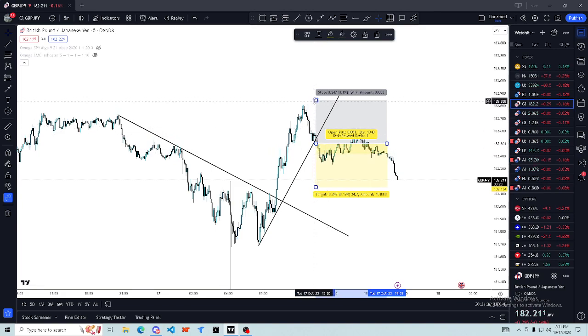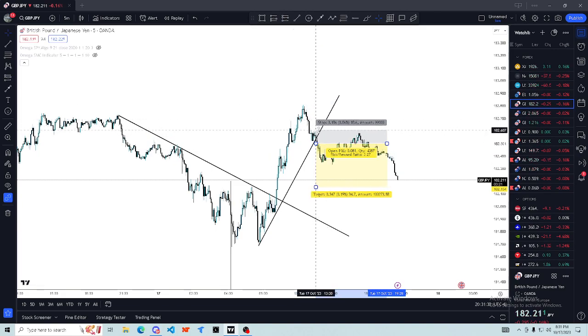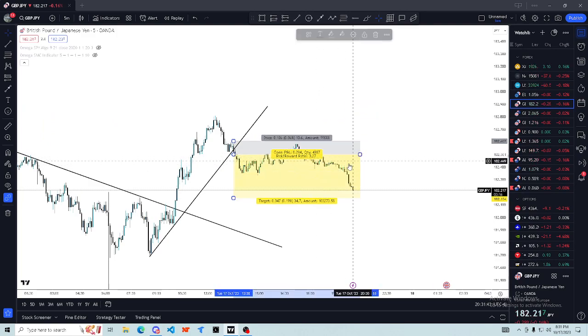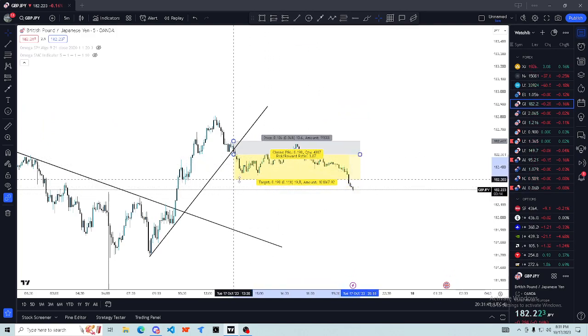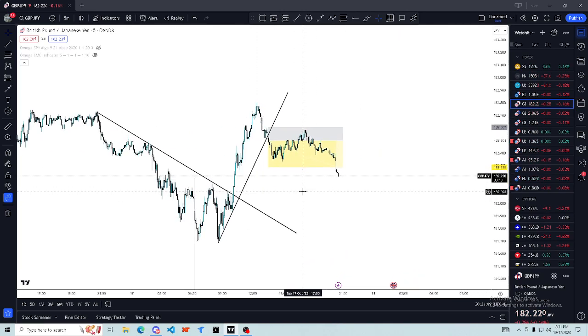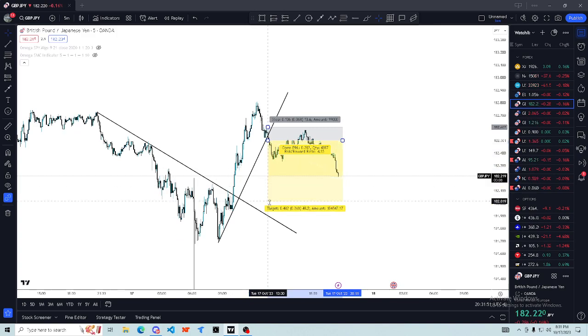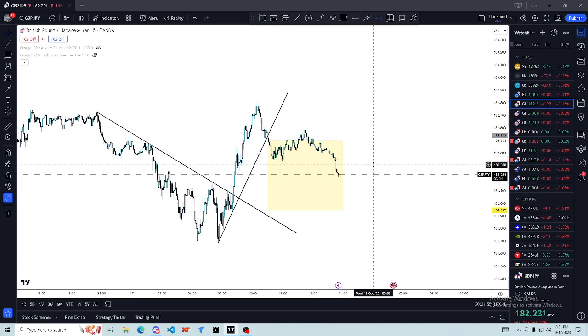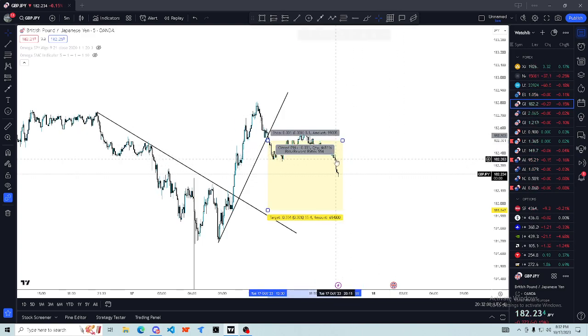So we entered off the half, stop loss over here, and I'd be targeting again 2 risk to reward, and then my final take profit, I'd be looking to take out this area, and move my stop loss to break even, of course. So yeah, that's what I'd be looking at.